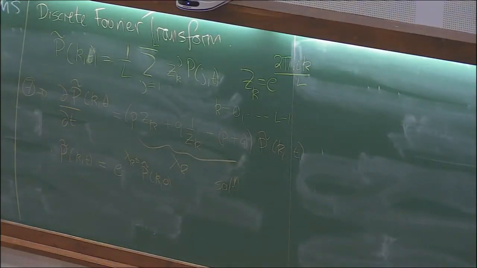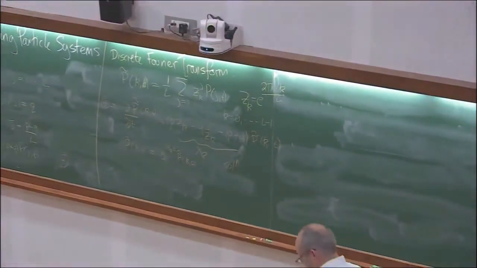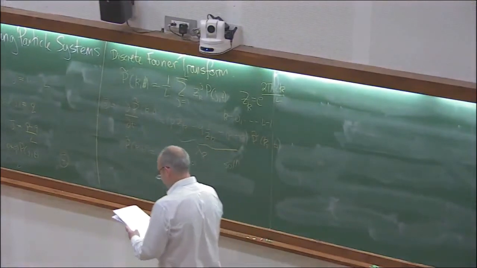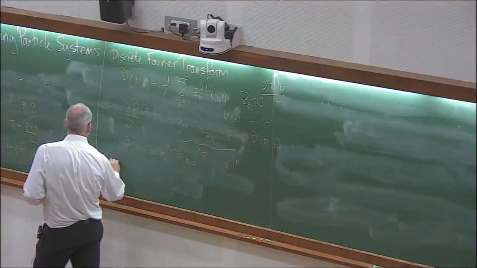Then, of course, the difficult bit with any transform is inverting the transform to get back to, in this case, our real space, which is the probabilities. So let's go through the inversion slowly. So what I want to do is to invert this.